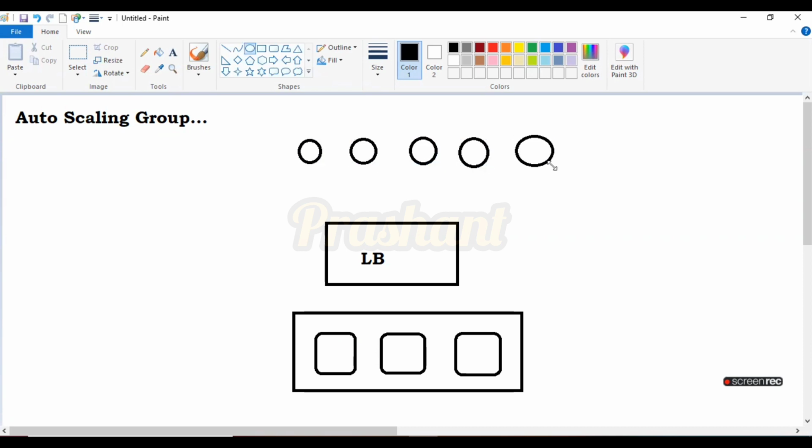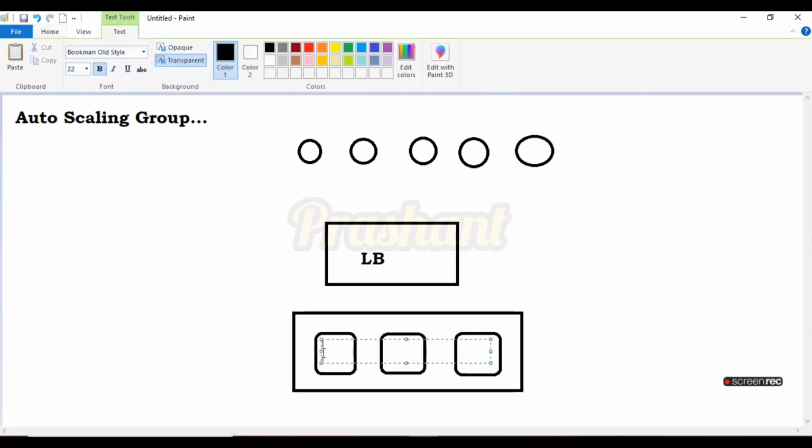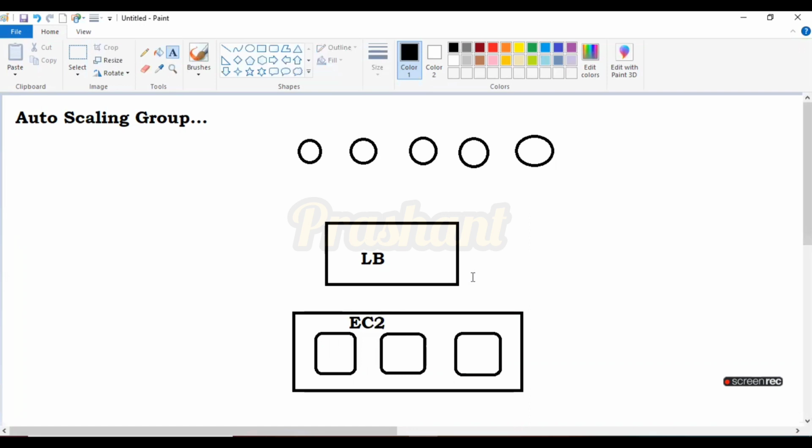So these users want to access a Flipkart website, which is launched on the EC2 instances. So these are the EC2 instances. What I'm saying is, this user wants to access a Flipkart website. So either they can access it directly by targeting the EC2.